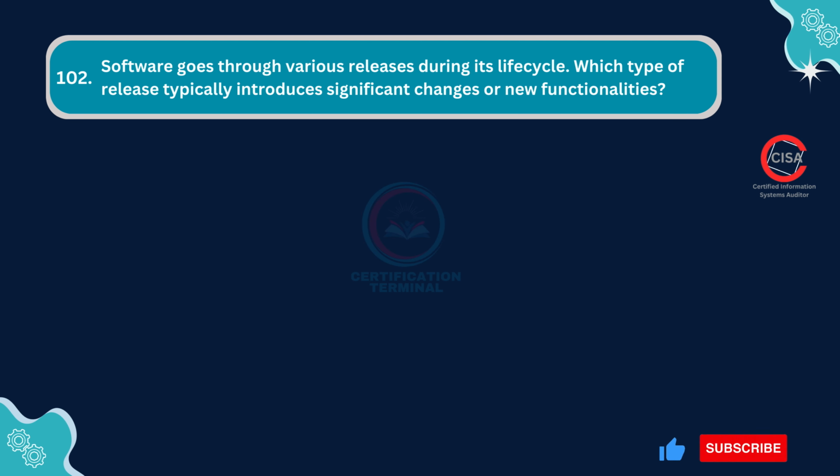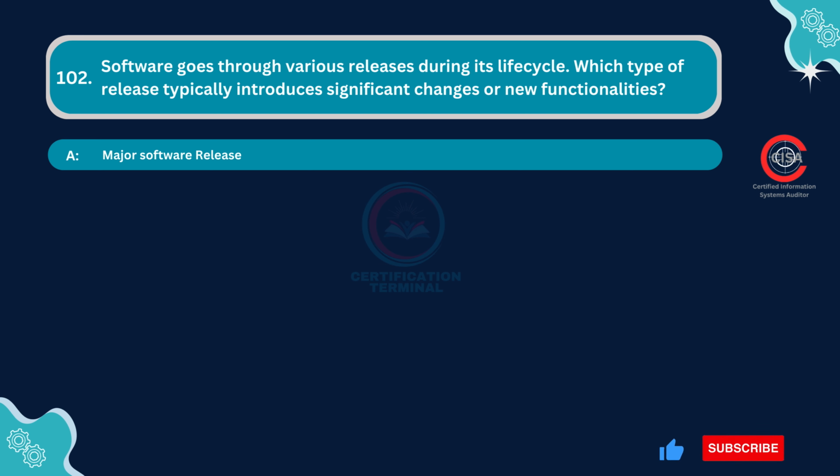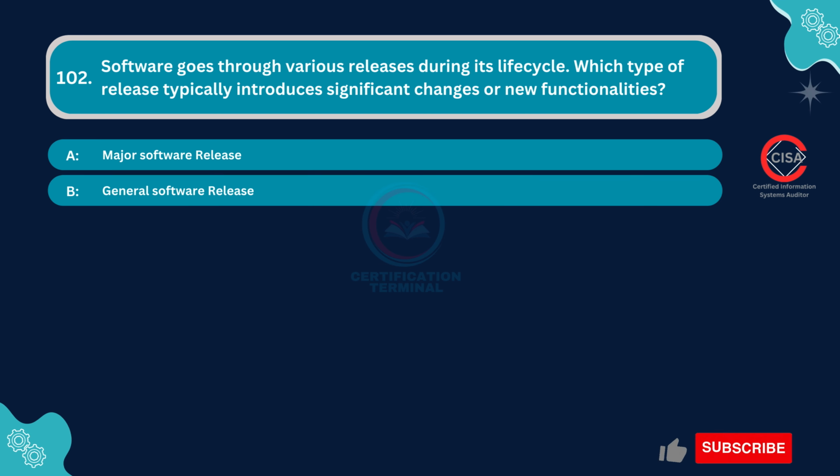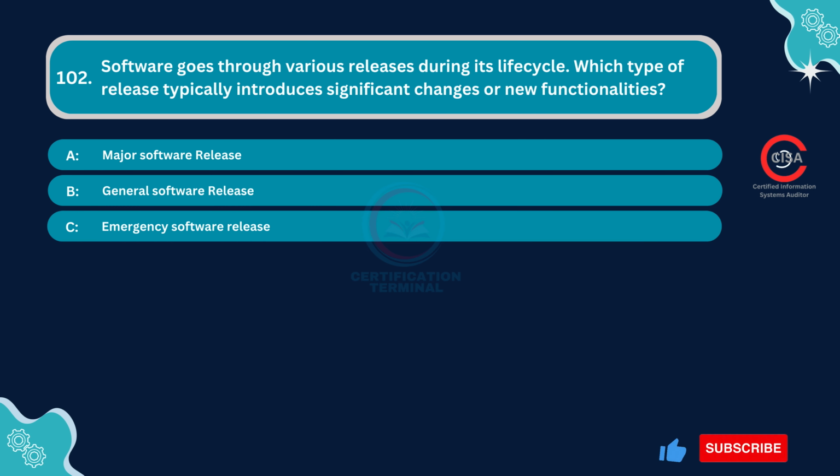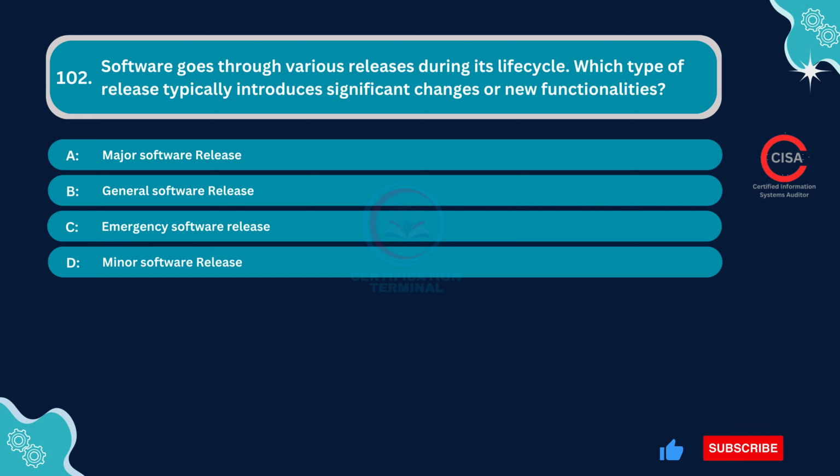Question number 102. Software goes through various releases during its lifecycle. Which type of release typically introduces significant changes or new functionalities? Option A, major software release. Option B, general software release. Option C, emergency software release. Option D, minor software release. The correct answer is Option A, major software release.